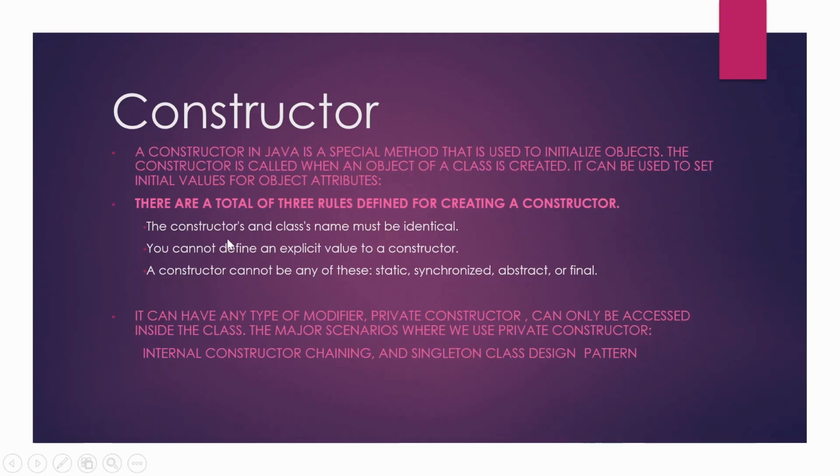So the first rule is the constructor name and the class name must be identical. You cannot define an explicit return value on a constructor. A constructor cannot be of the type static, synchronized, abstract, or final. And those are the three rules to qualify as a constructor method. Also, it can have access modifiers such as private, public, or protected. When I say private constructor, it also has a special scope in the singleton class design pattern, and in usage in internal constructor chaining.